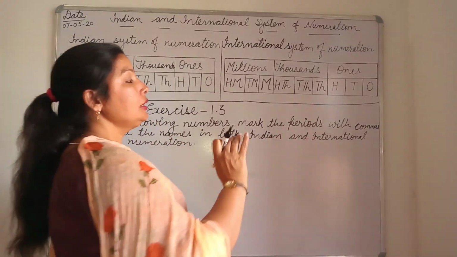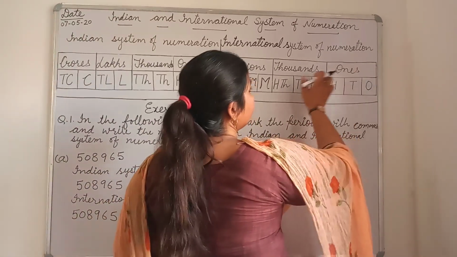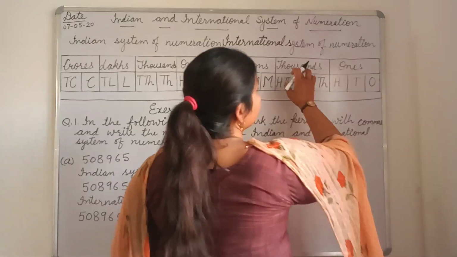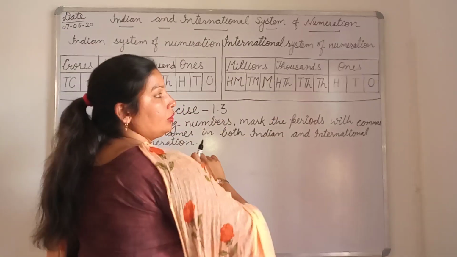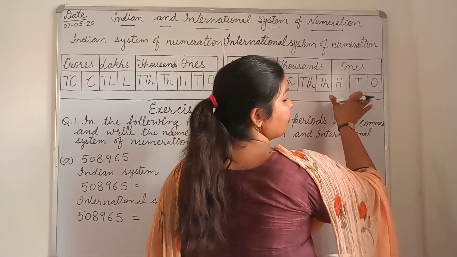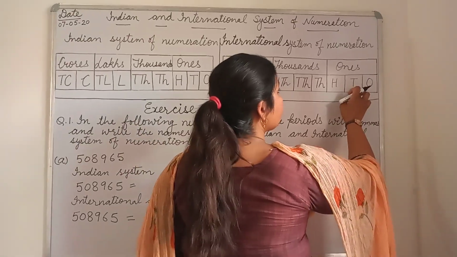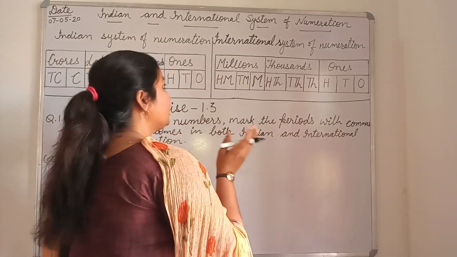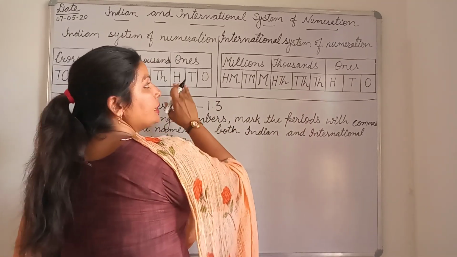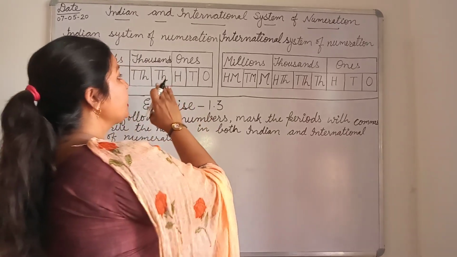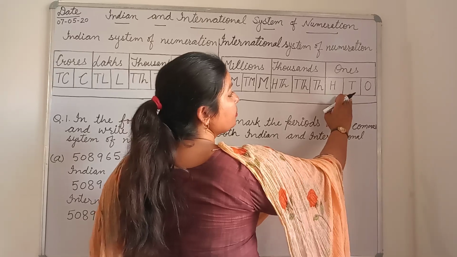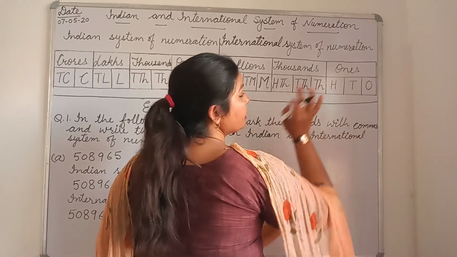Now here also there are periods upside and places downside. So first of all ones period, then thousand, then million. Now in ones period there are three columns. Here we can say places: ones, tens, hundred. Same way like Indian system. In Indian system also, in ones period there are three places: ones, tens, hundred. And in international also, in ones period there are three places: ones, tens, hundred.